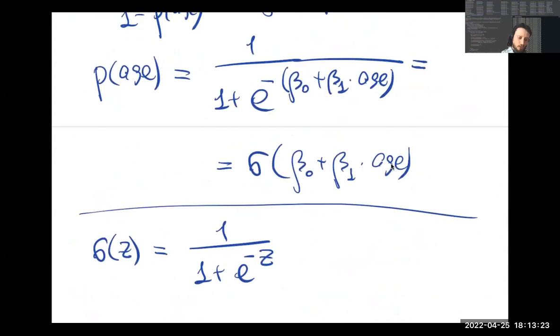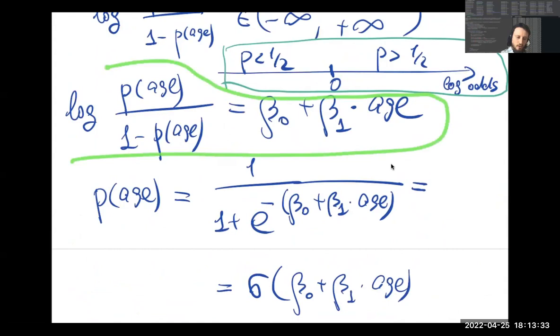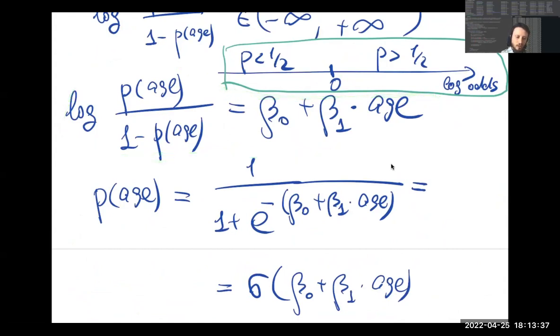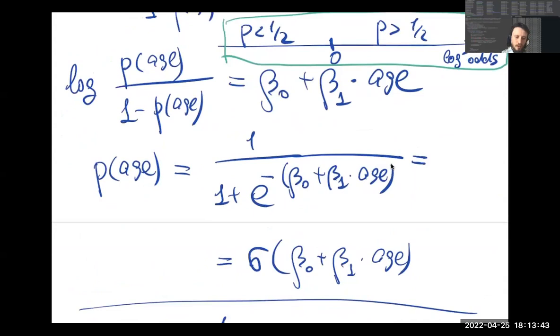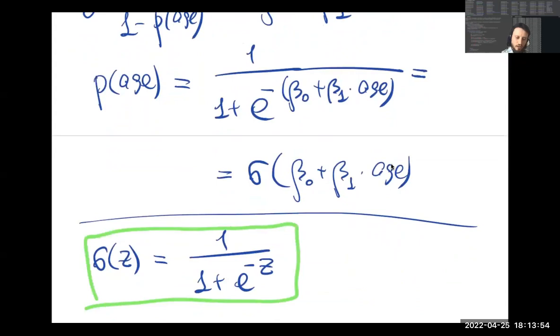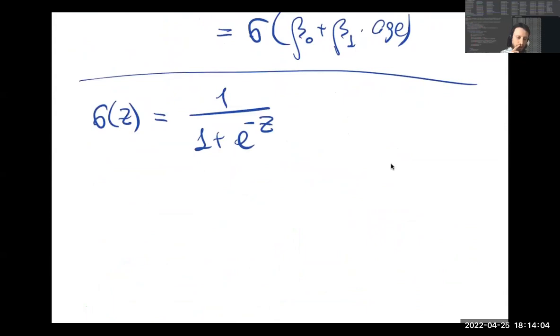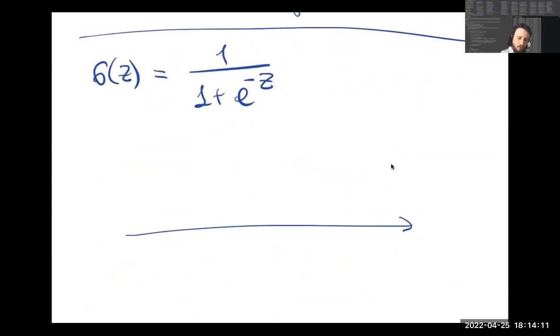And now let me return to the inverse function, to sigmoid. Here I just solve this thing as an equation with respect to P of H. And I don't want to do the calculations. You can do it by yourself. But finally, we have this function, and let us discuss this function a little bit. First of all, this function is defined for all real values of Z. And what can you say about the values of this sigmoid?